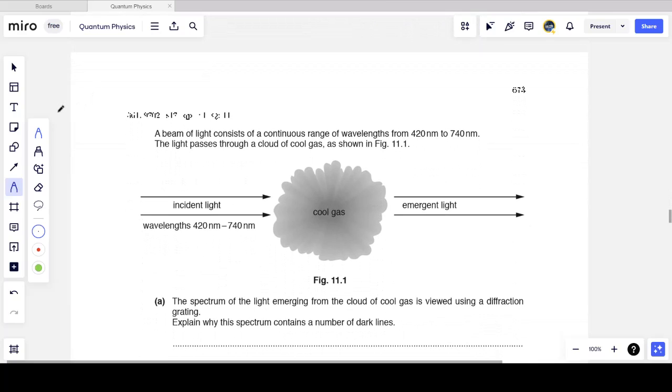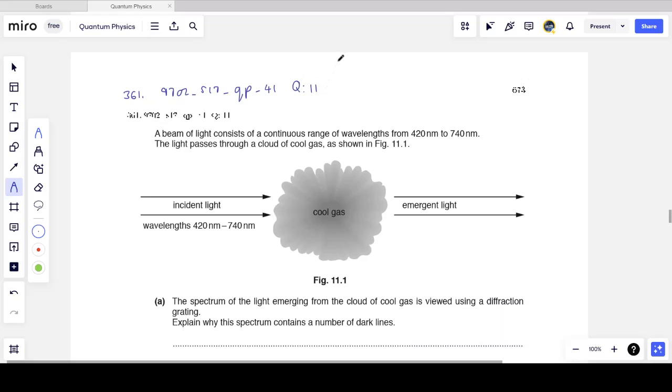Now the next question is somewhat of a nightmare for many of you. We'll try to demystify it. It's question 361, and this is from summer 2017. Summer being May, June, question paper 4, variant 1, and this is question 11 from that paper.